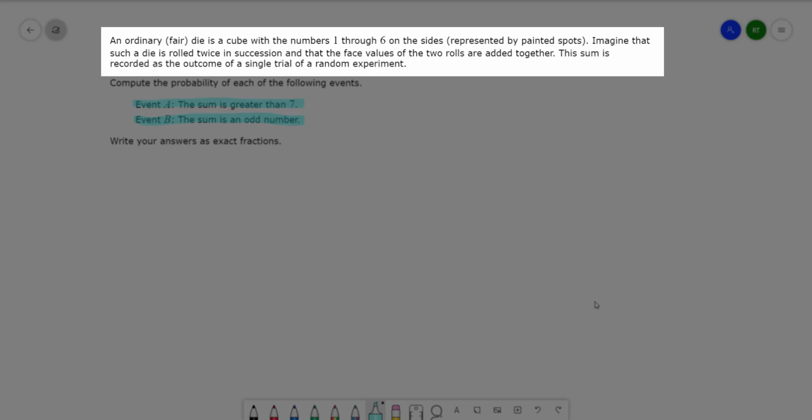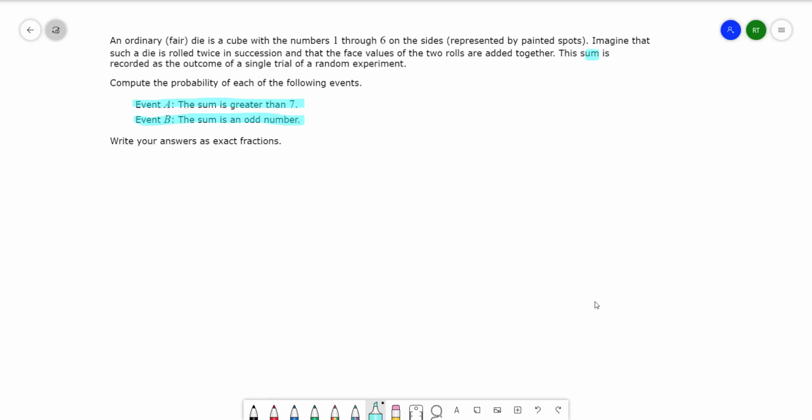It says, imagine that such a die is rolled twice in succession and that the face values of the two rolls are added together. And then it says, this sum is recorded as the outcome of a single trial of a random experiment. So we're looking at the sum, and we're talking about a die, and it's rolled twice. So basically, all you're really thinking about is, when you roll the die twice, what do the two numbers add up to?